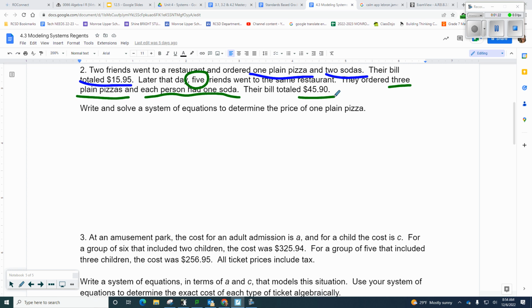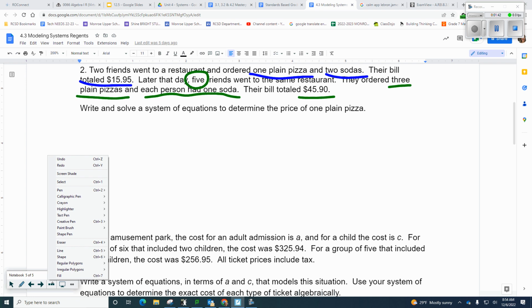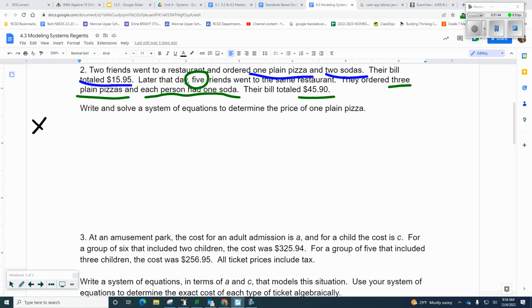So the second read, you want to underline some things and pull out the important information, and now we're going to set a plan to solve this problem. So it says to write and solve a system of equations. So let's start there with trying to write some equations. Okay, so first we're going to start with our variables. I like to use X and Y because then it's easier to put it in your calculator, but it's okay if you want to use letters that relate to the problem. So what do you think the X and the Y could be?